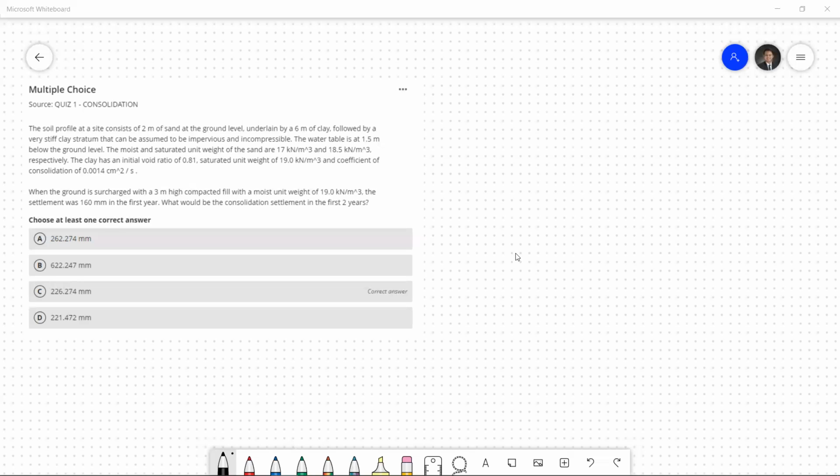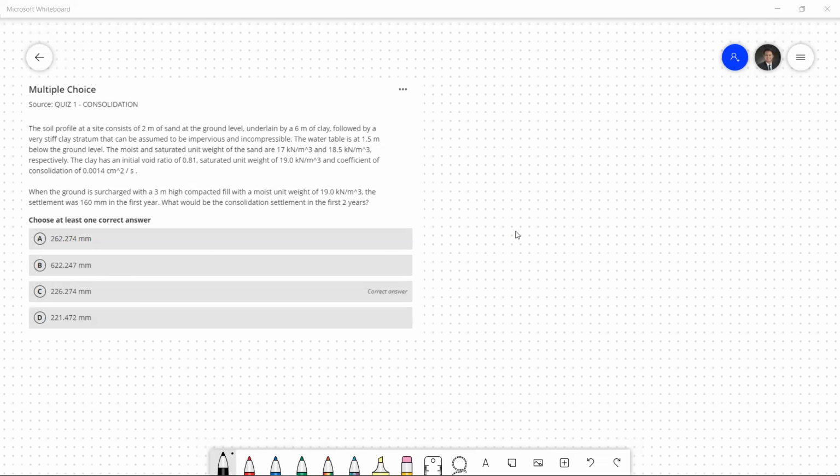consolidation of 0.0014 square centimeters per second. When the ground is surcharged with a 3-meter high compacted fill with a moist unit weight of 19 kilonewton per cubic meter, the settlement was 160 millimeters in the first year. And what would be the consolidation settlement in the first 2 years? Then we have these choices.